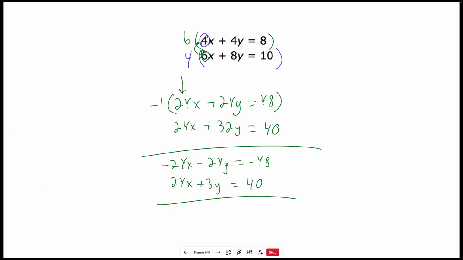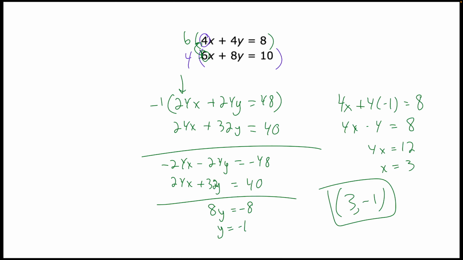So I'm going to skip through the work here. All right, and here's the work that we should know how to do at this point. We should get 3, -1.